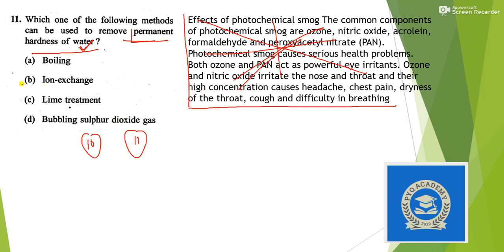Here the answer is option B, ion exchange. By boiling, you cannot treat the permanent hardness. You can treat the temporary hardness, but you cannot treat the permanent hardness. So the answer is option B.